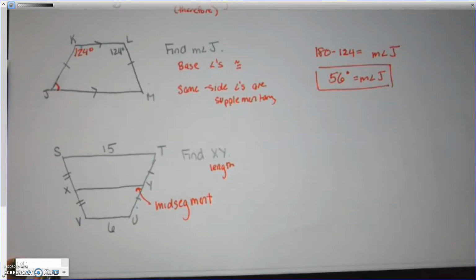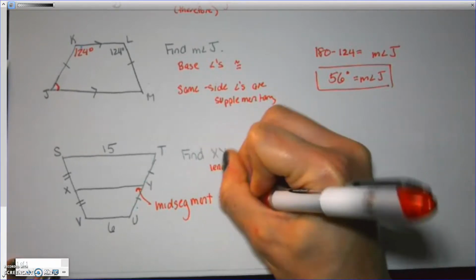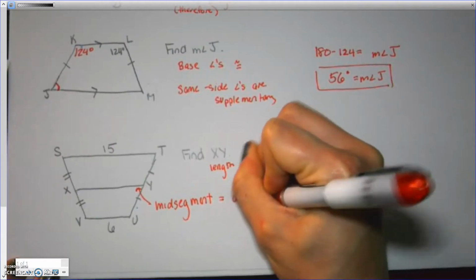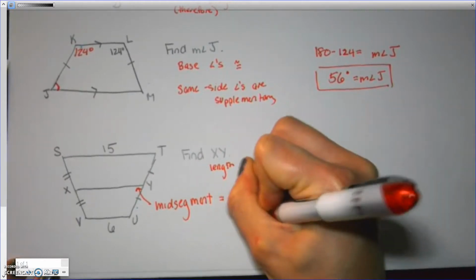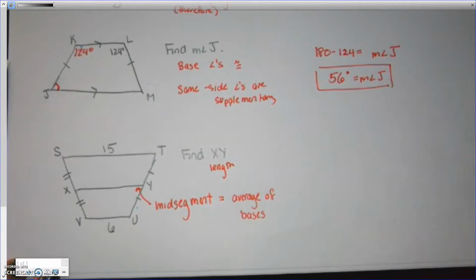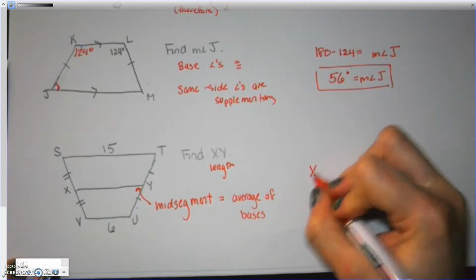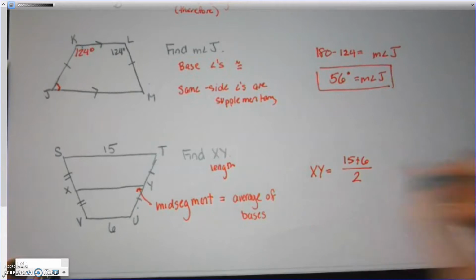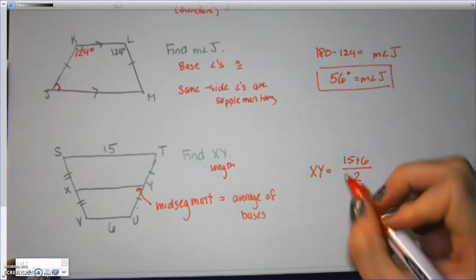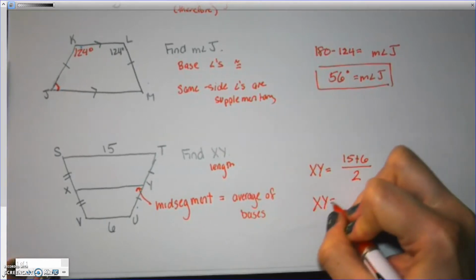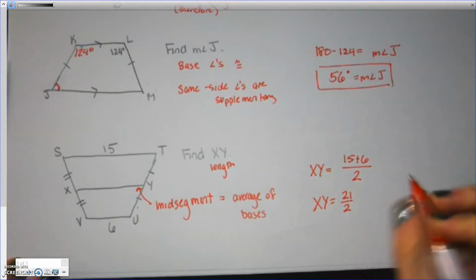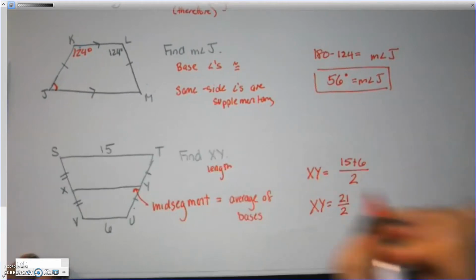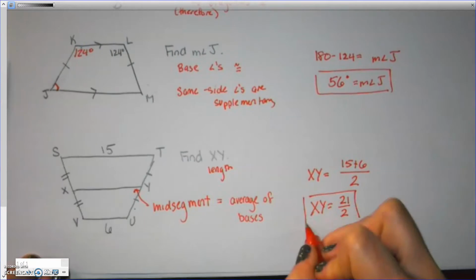We also know that the midsegment equals the average of the bases. And we know how to take an average: you add them up and divide by the number that you have. So I know that XY is going to equal 15 plus 6 divided by 2. So XY equals 21 over 2. And we're just going to leave it as a fraction because that is an exact value.